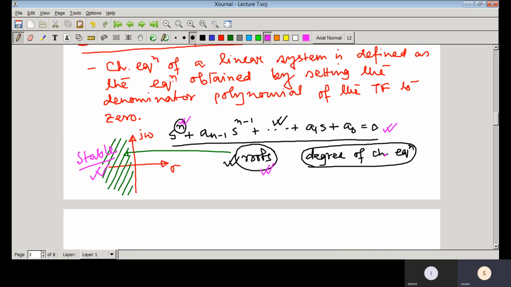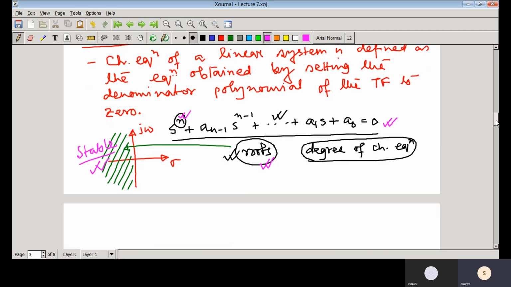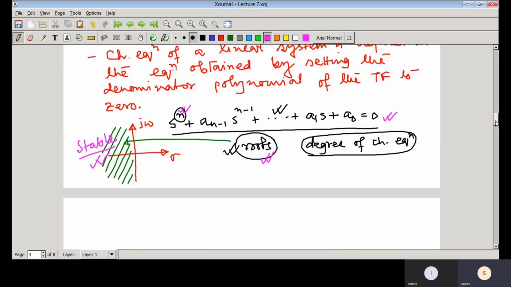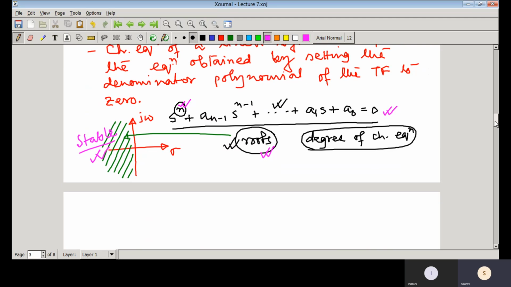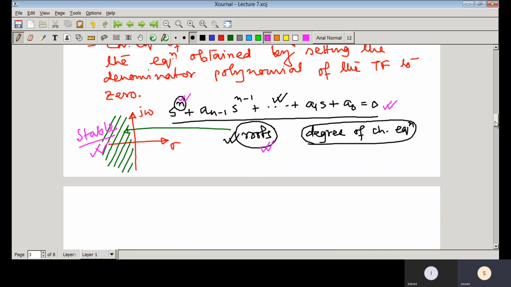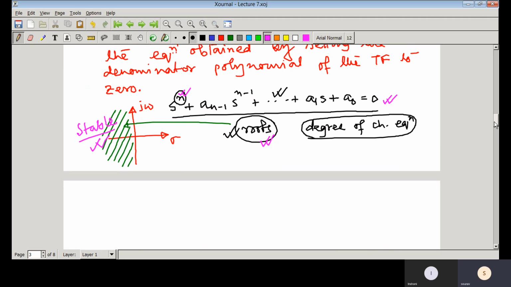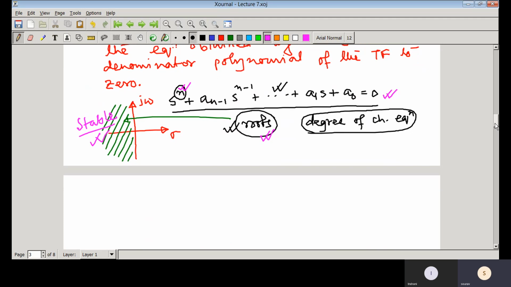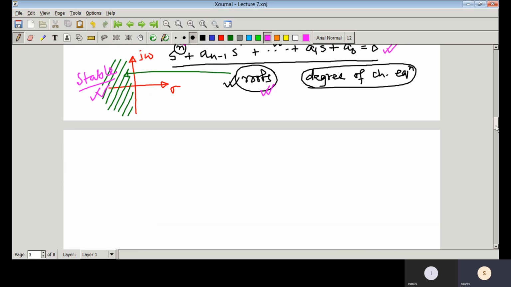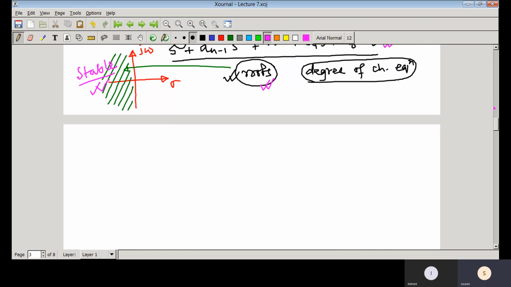This n is called the order of that system, because you have seen in the last few classes I have used the term first order system, second order system. So basically that order means the maximum degree of the characteristic polynomial, which is 1 in case of a first order system. In case of a second order system, the degree is 2. So let us just write these two important pieces of information.